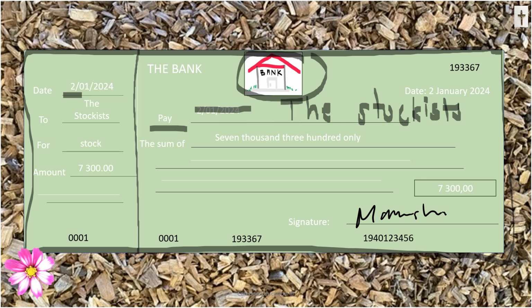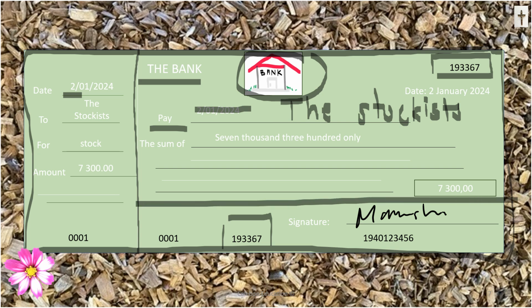The bank that Calibre Education banks with, it's just called the bank. Here we have a branch code or sort code of the bank. There it is as well at the bottom of the check. This piece of paper is issued to the stockists, and this part here remains behind, the check counterfoil. 7,300 euros was paid to the stockists by check.